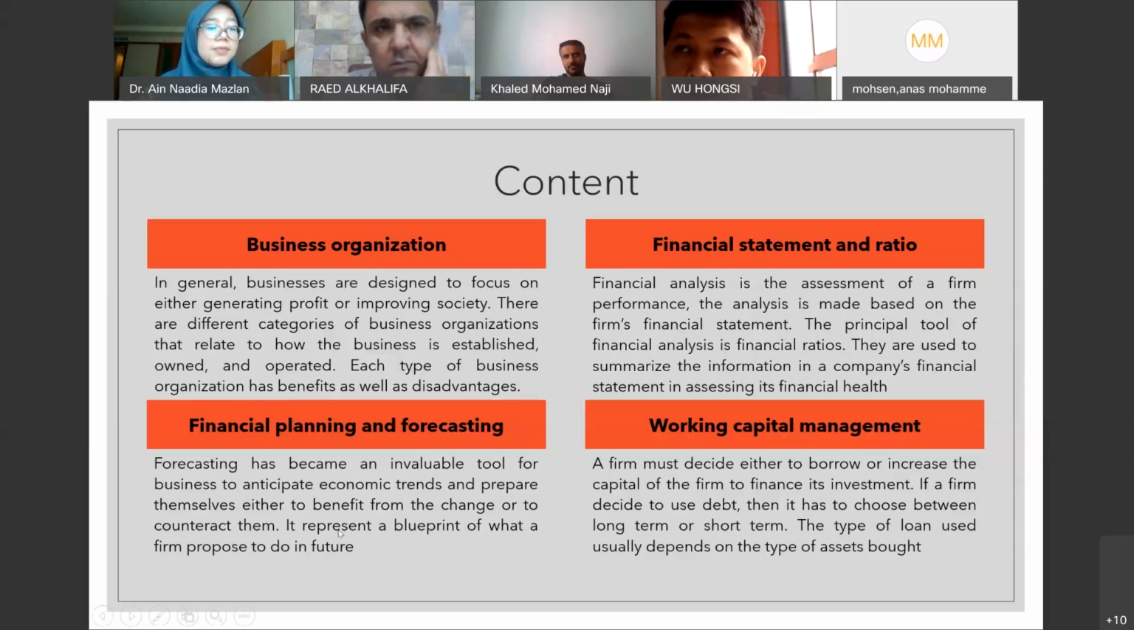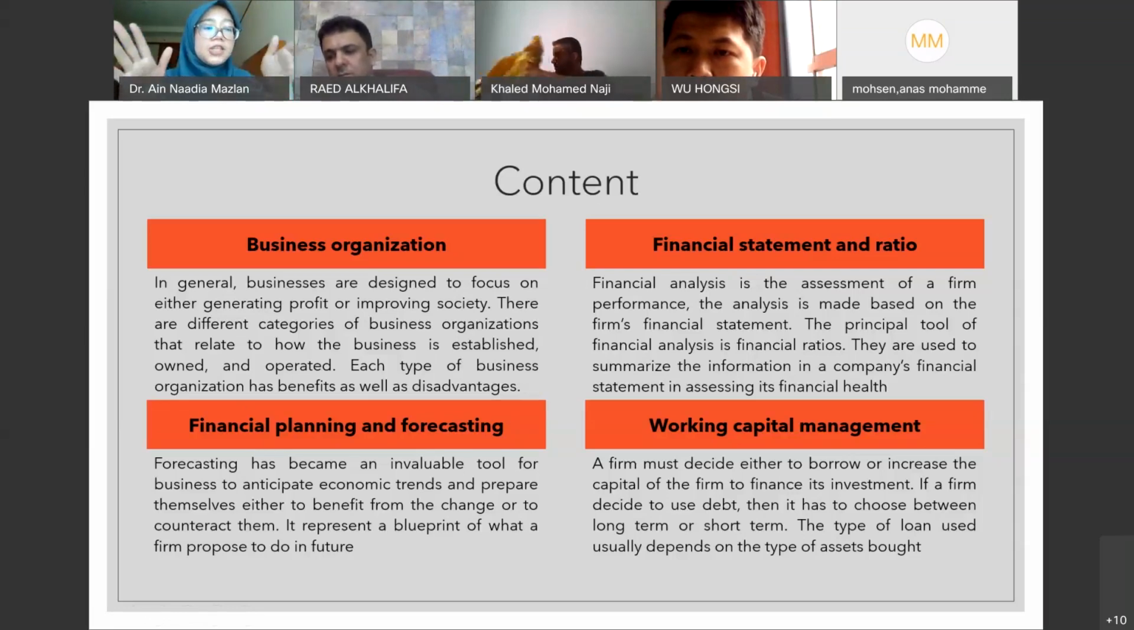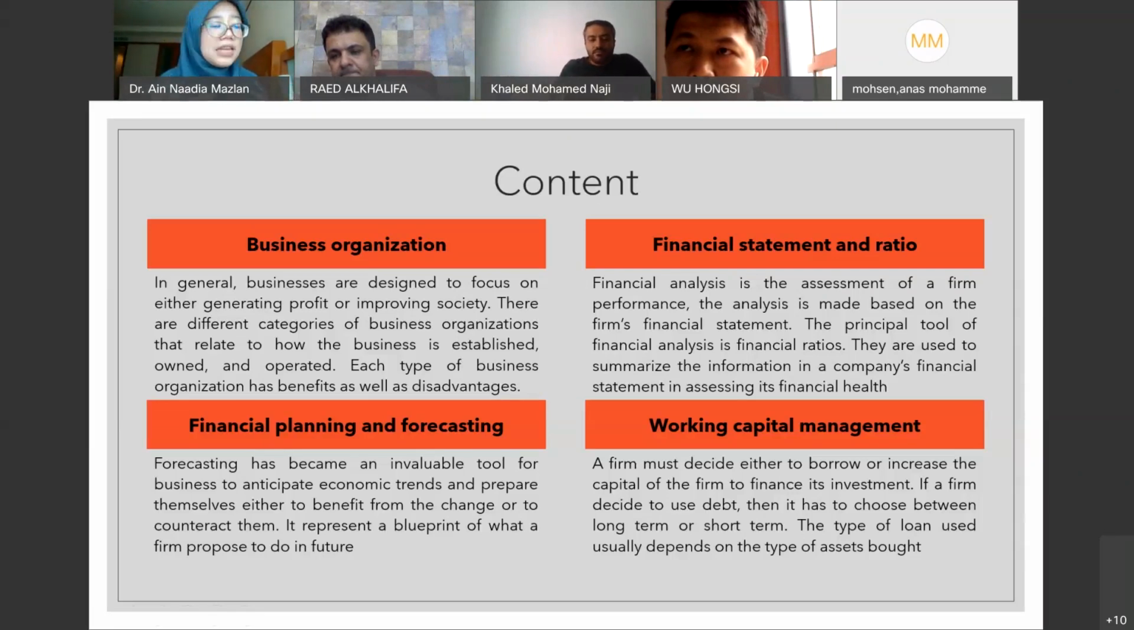Forecasting has become an invaluable tool for businesses to anticipate economic trends. It presents a blueprint of what a firm proposes to do in the future. In financial planning and forecasting, we're going to look a lot at budgeting, or working capital budgeting, which means day to day and in the next year.